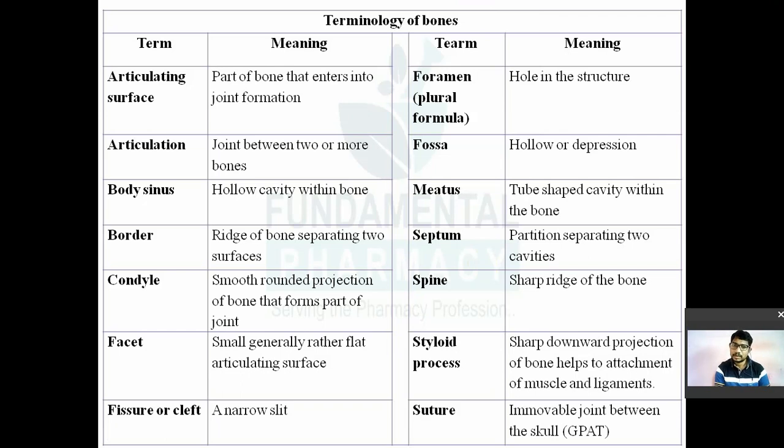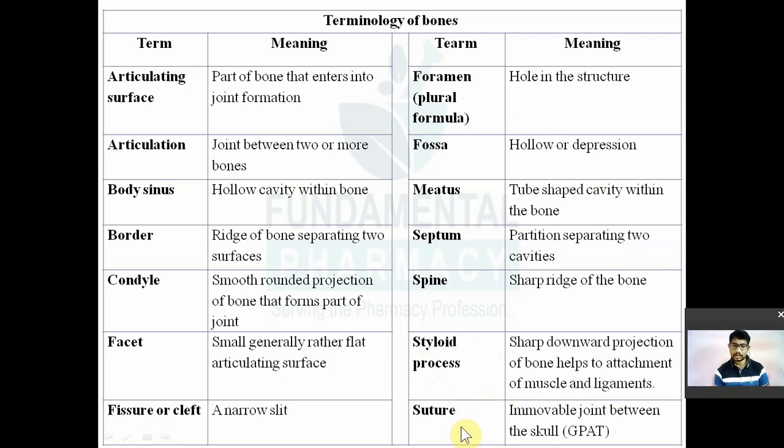Then a spine, a sharp ridge on the bone. In the bone there will be some sharp projection for articulating the bones and tendons. That is known as a spine. Styloid process, a sharp downward projection of the bone that helps in attachment of muscle and ligament. Styloid process is like what you have in the vertebral column, in the vertebrae.